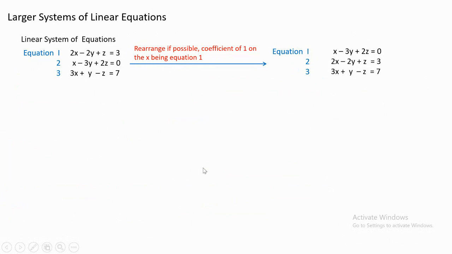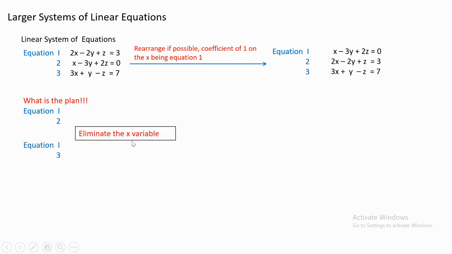Okay? But here, guys, we have to have some kind of plan. So what's my plan to solve it? If you follow this plan, guys, you can never go wrong. So what's the plan then? I'm going to use equation 1 and 2 and equation 1 and 3, and eliminate the x's for both.